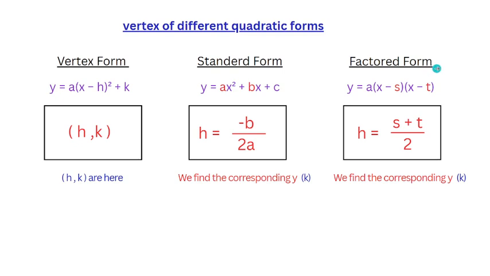This is the factor form, y equals a times quantity x minus s times quantity x minus t. How can we find the h? We will add the two solutions and divide by 2. This is the average of the two solutions. We only find h. How to get k? We will substitute the value of h in the equation to find k.